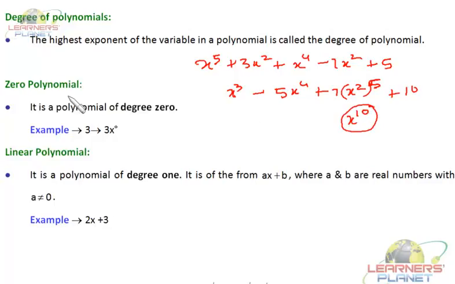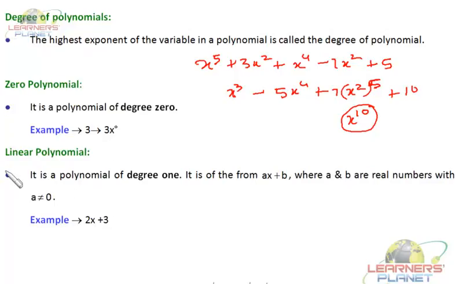Now what is a zero degree polynomial? It is a polynomial of degree 0. That is, we can call it a constant. See here, 3. 3 is written as 3 into x raised to 0, and x raised to 0 is obviously 1. So it's a 0 degree polynomial.